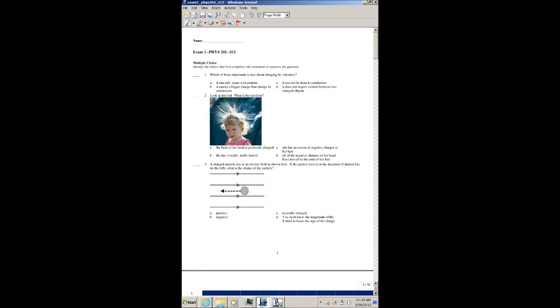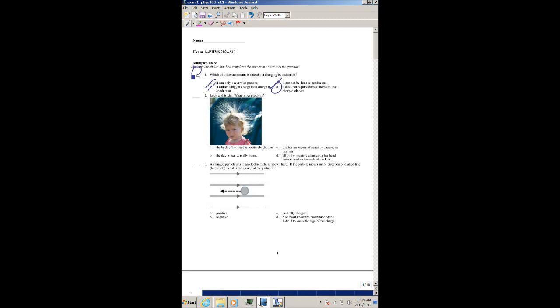Okay, so this is exam 1 for physics 202, spring 2012, multiple choice. Which of these statements is true about charging by induction? It can only occur with protons. That's not true. Causes a bigger charge than charge by conduction. That's not true necessarily. It cannot be done to conductors. No, you can do it to conductors. But by induction, by definition, means that you don't have contact between the objects. So the answer is D.